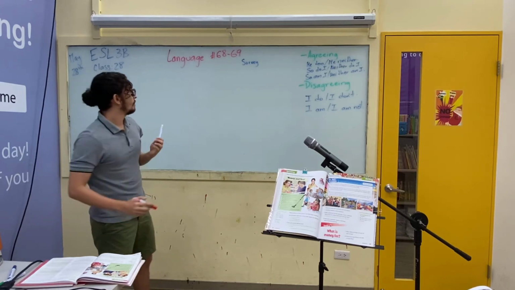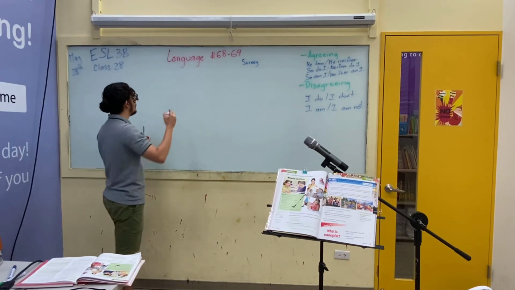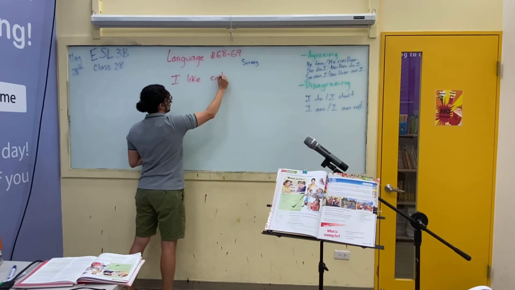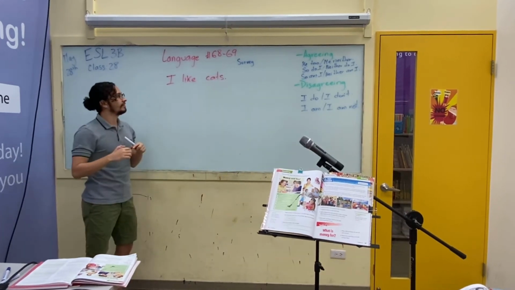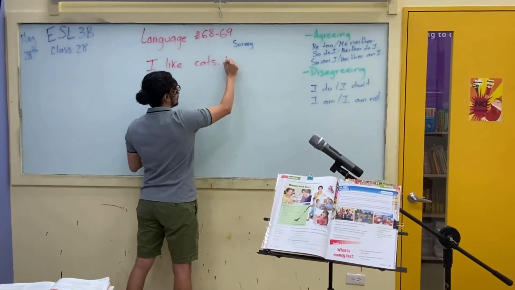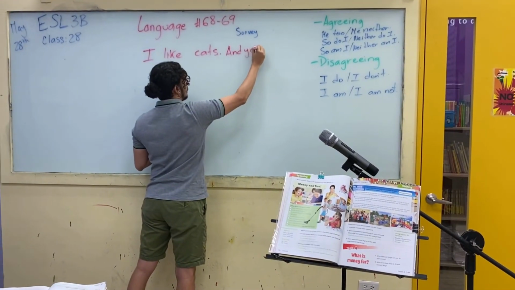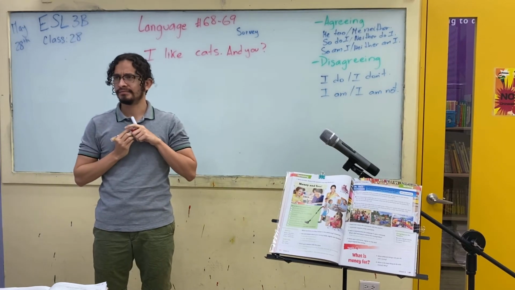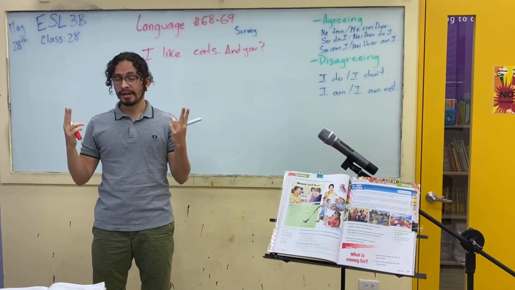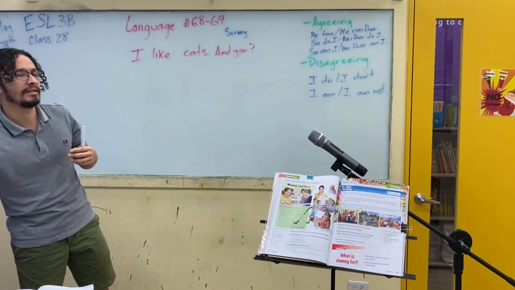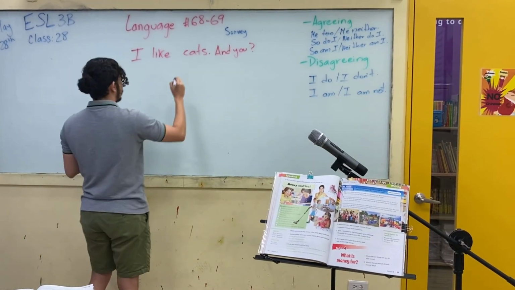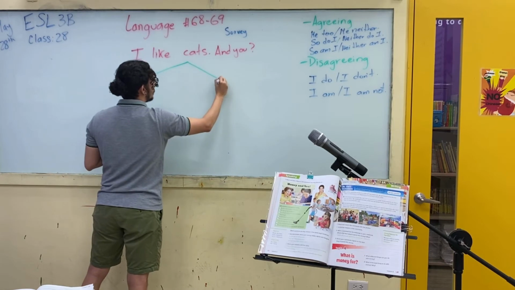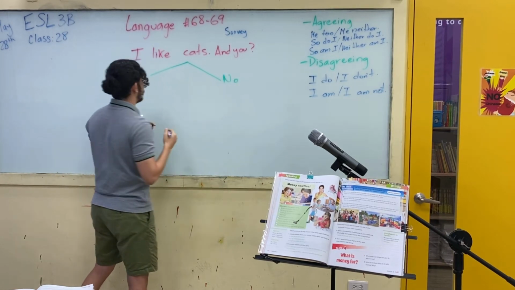So when we talk about things, for example, I like cats. Okay. Then I ask you, and you? So I like cats. And you? So what can you answer back? Well, it's 2 answers, right? So answer number 1 is, yes, you like cats. And the other way is, no, I don't like cats.